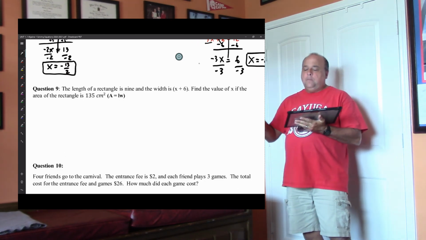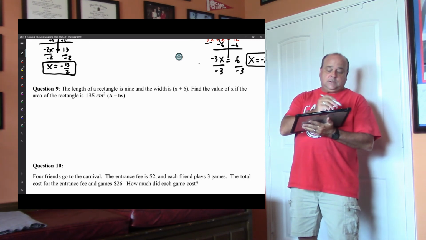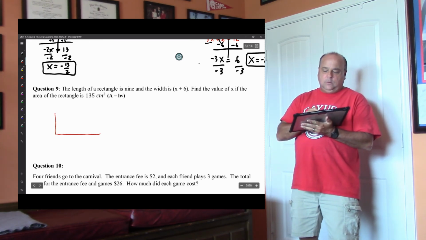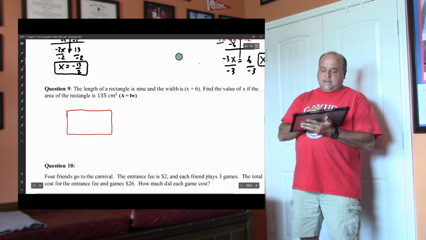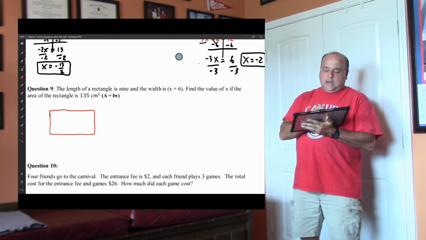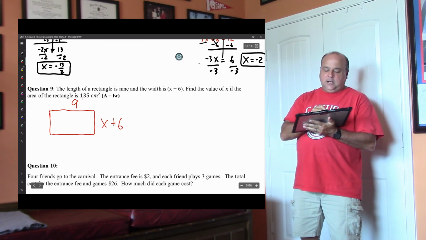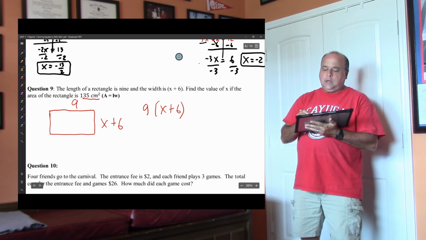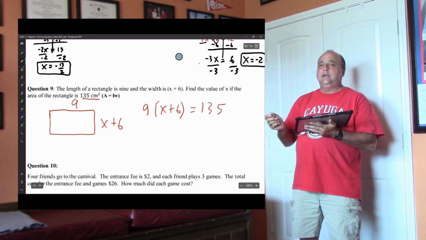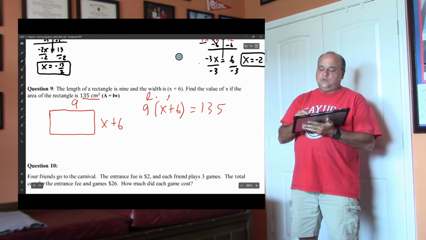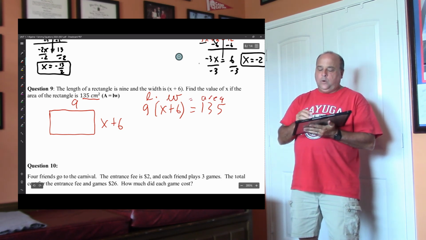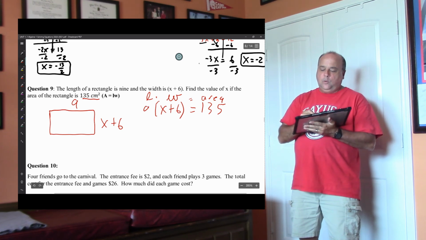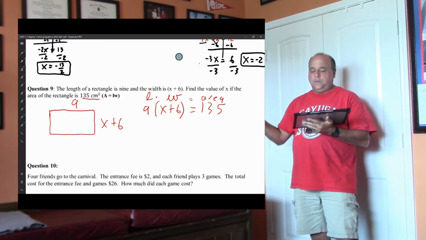Okay. Please draw a picture on this. So we have a rectangle. The length of a rectangle is 9, and the width is x plus 6. Find the value of x if the area is 135. So length times width equals the area. Y'all get that? So length times width equals the area. So the length was 9, the width was x plus 6, our area is 135.